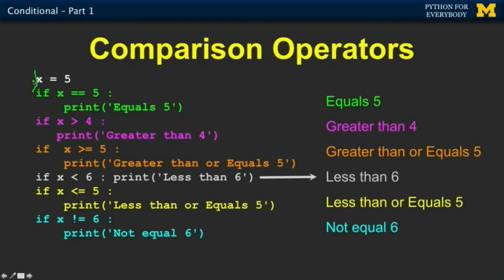For x equals 5, they're all going to be true. If x is equal to 5, remember that's the question mark. If x is greater than 4, yeah, and the answer is yes. Print greater than 4. If x greater than or equal to 5, that's also true, so this part runs.